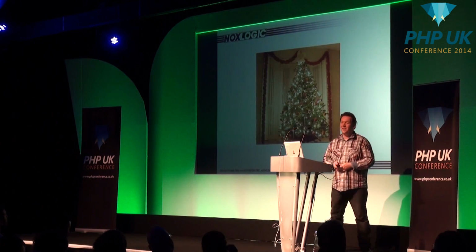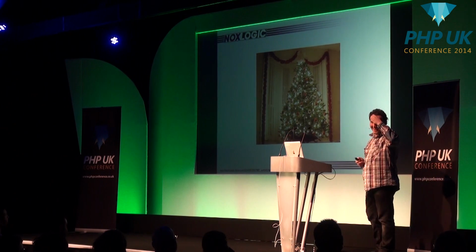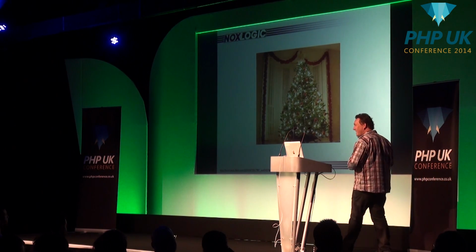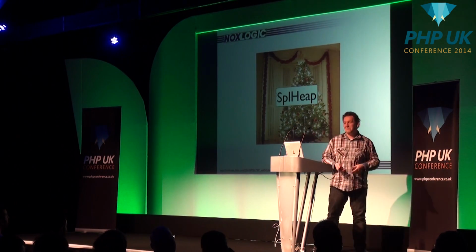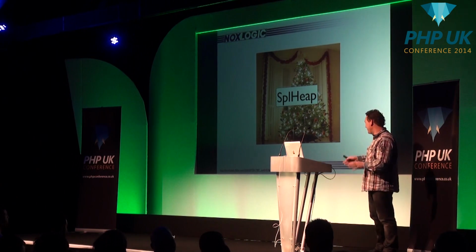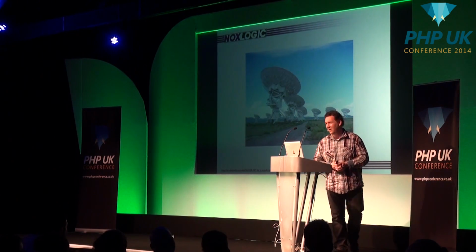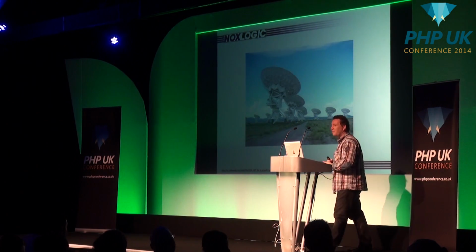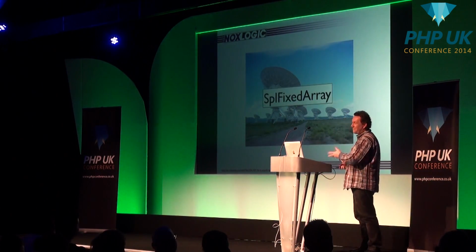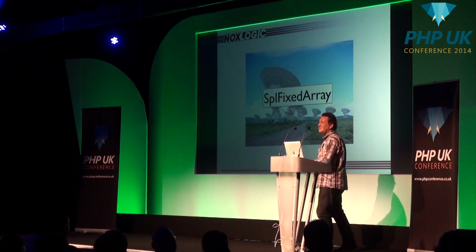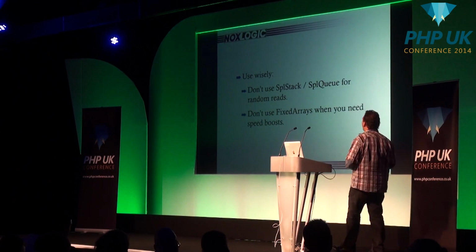Priority queue. This one is a bit of a tricky one. Sorry? Tree? There is not really a tree there. It's SPL heap, because SPL heap uses a tree. There are other ways to display a heap, but I thought I'd just be nice. Last one. Somebody actually told me SPL very large array, but that doesn't exist. It's actually fixed array. Actually, they can move a little bit, but it's fixed enough. Point being of SPL objects: use wisely.